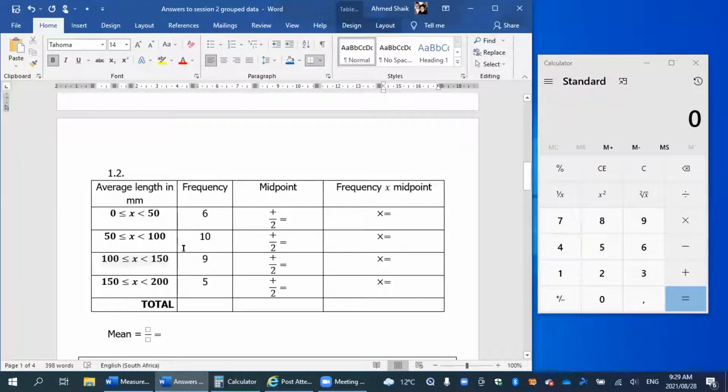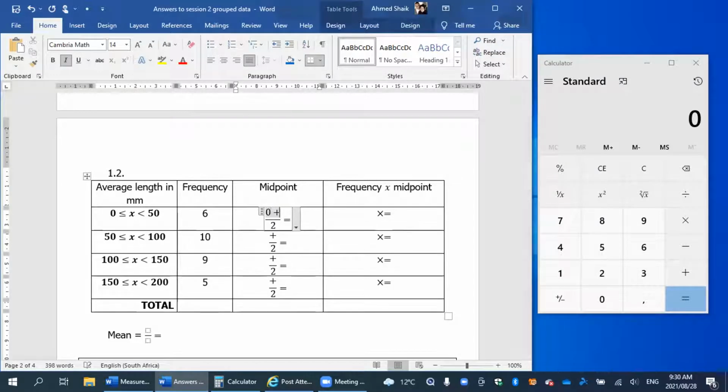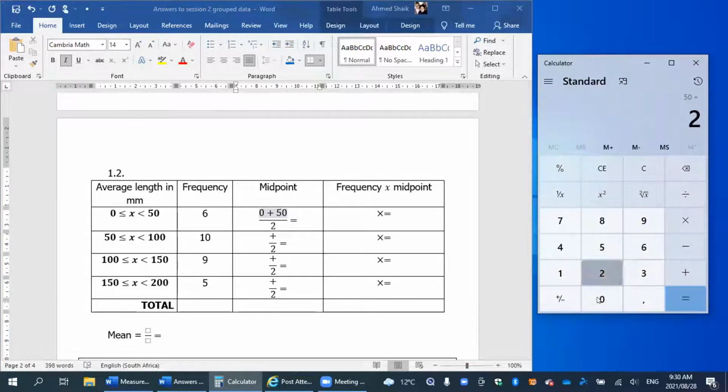So if you're looking at our midpoint column, in order to work out our midpoint column, you're going to take the first value of the interval and add your second value of the interval and divide it by 2. So let's do that and work out our answers. So I've got 0 plus 50 divided by 2. And let's put that into our calculators. And that equals 25.